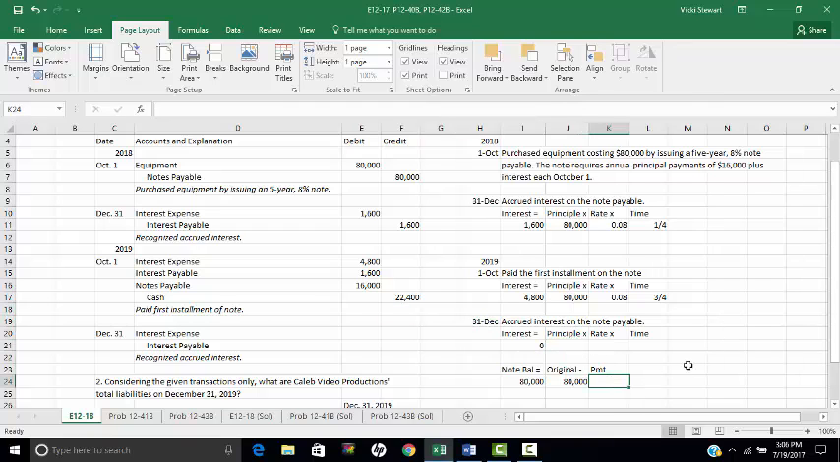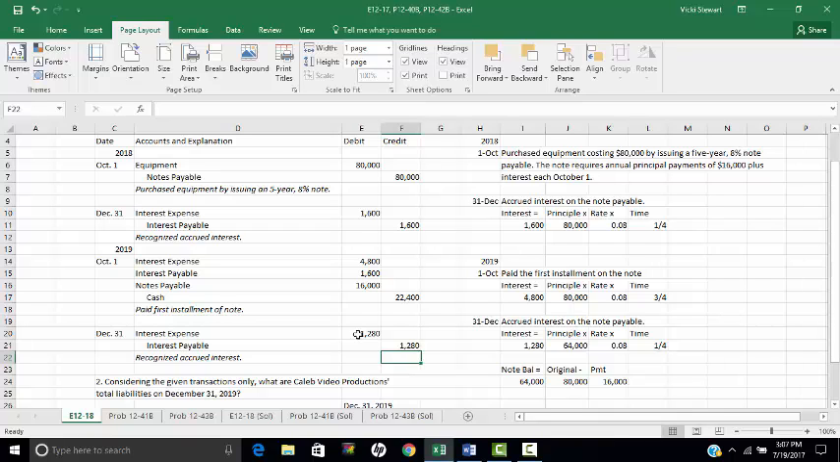Then at December 31st, we need to accrue the interest on the remaining principal. So we had our $80,000 note, but we've made a $16,000 payment. So our principal balance has been reduced to $64,000. It's still going to be at 8%, and it's still 3 months divided by 12 because we made a principal payment and accrued interest at that time on October 1st. So now our interest expense for this period of time is $1,280. So we debit interest expense and we credit interest payable for that amount.